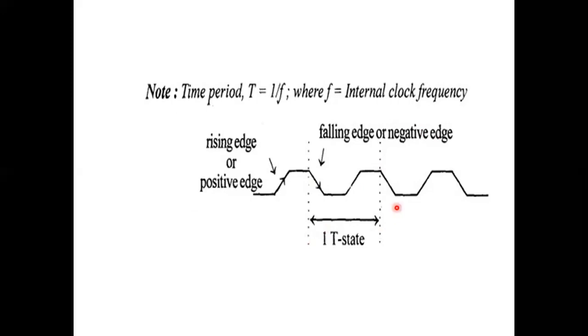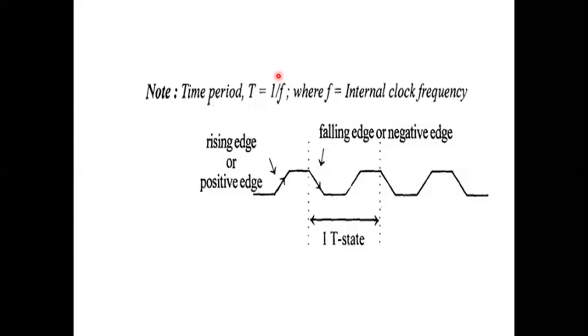Using frequency, we can define the time period, because most of the processors have 5 megahertz, 10 megahertz like that. So time period T is equal to 1 divided by 5 megahertz. That is 0.2 microseconds for execution of one T state. This defines the speed of instruction execution.